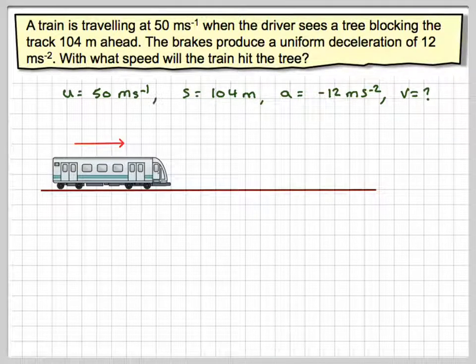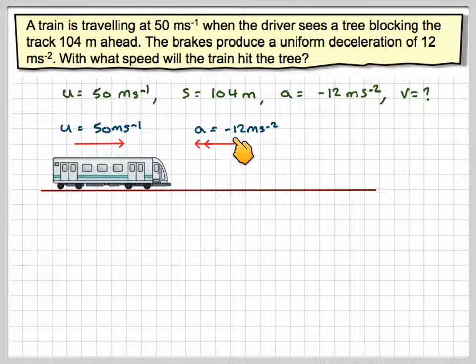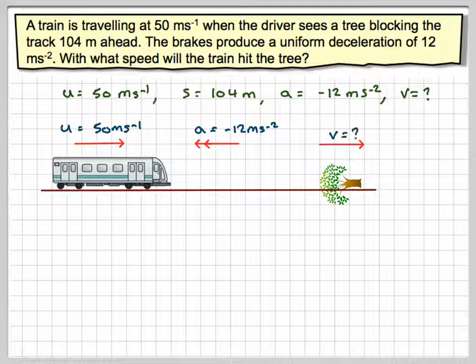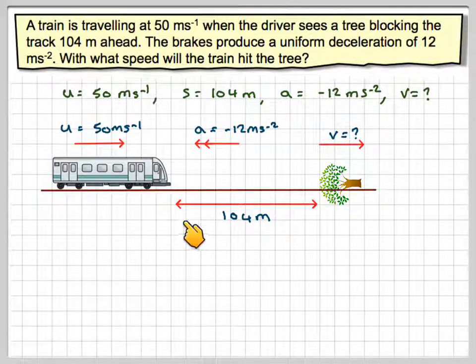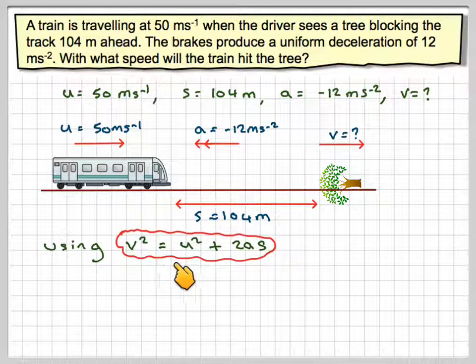So we've got the train travelling at 50 meters per second. We've got acceleration in the opposite direction, which is minus 12 meters per second squared. And then we've got a tree, and we want to find the velocity at which this train hits the tree. Hopefully it will not be too hard to cause too much damage. So we've got this distance here, which is 104 meters, so that's s.